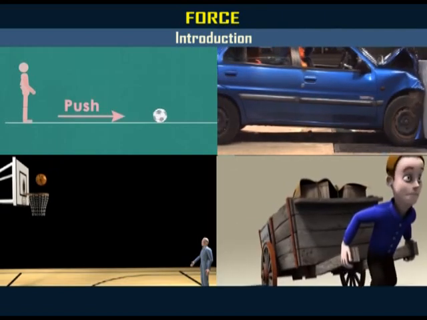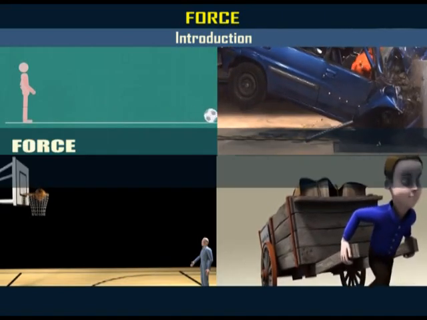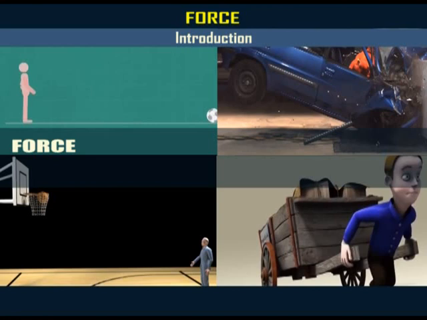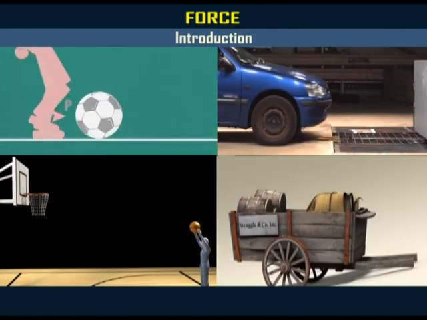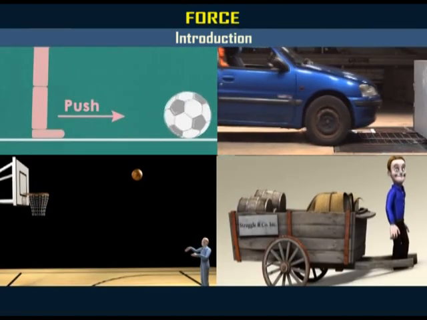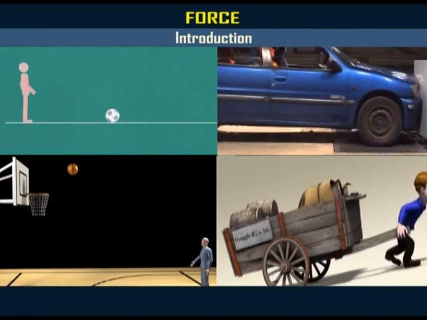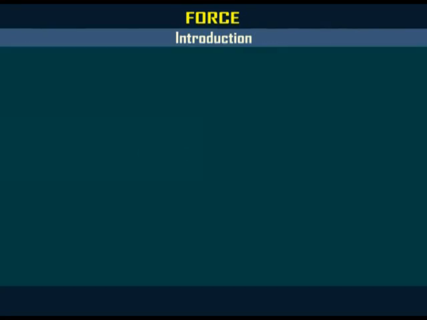The thing that causes these changes is called force. Defined, a force is a push or a pull on an object. The SI unit of force is called Newton. We cannot see force, but we can feel or see its effects. A force acts in a particular direction and is indicated by an arrow pointing in the direction of action.